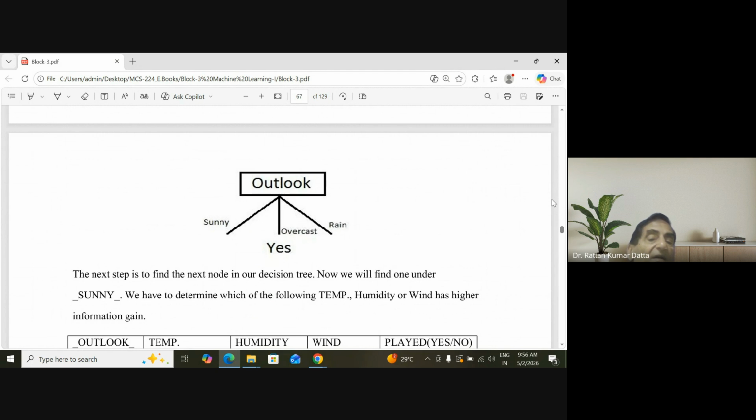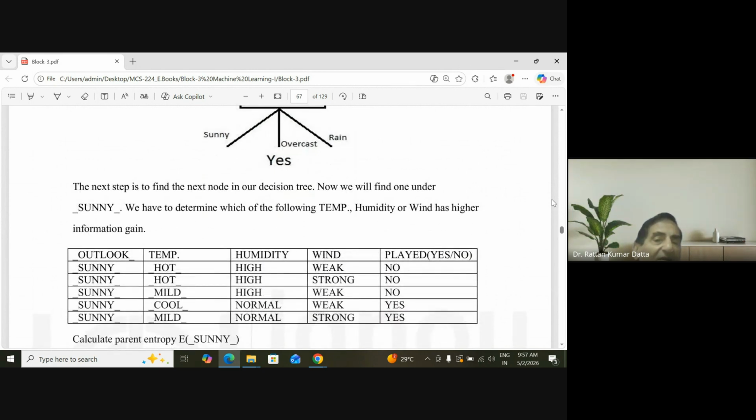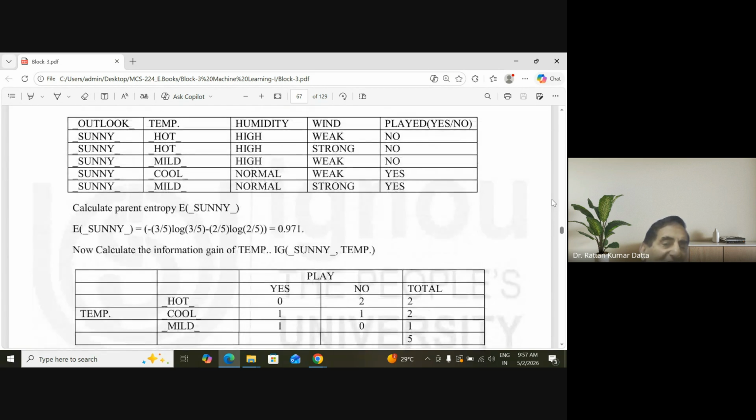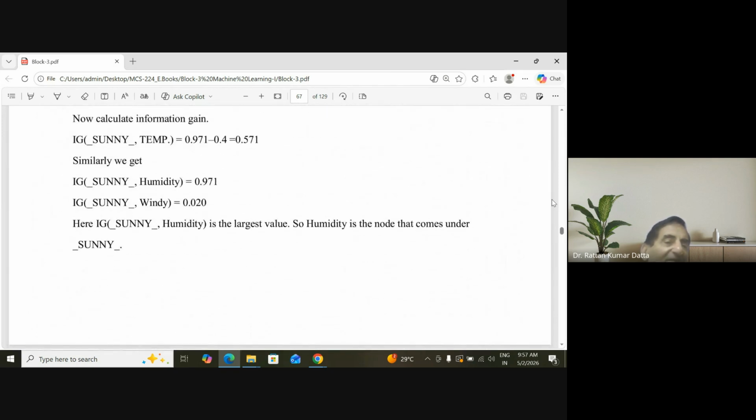Outlook: sunny, overcast, rain. So you can say if it is sunny, the person would not go for the game. If it is overcast, and rain is happening, then also he will not go. When there is pleasant weather you will play, but here you see, when there is a 3:30 cricket match, everybody goes to the stadium and sits, even if it is very hot. So sunny, humidity is the large value, so humidity is the load that comes under sunny.